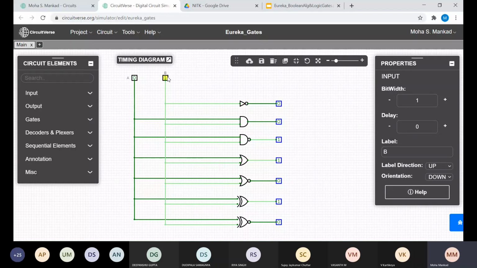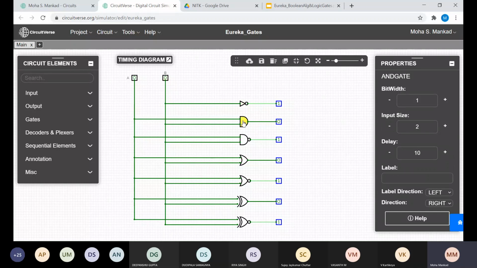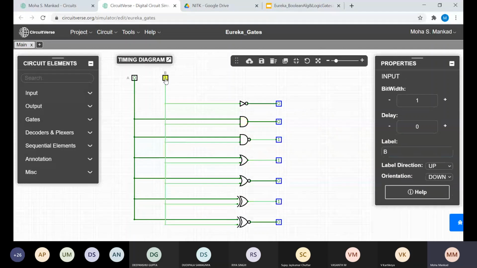Okay, so next is the AND gate. Now, when you select the gate, you can see here the input size is mentioned. So you can take as many inputs as you want, but here I have just taken 2 for simplicity. AND gate, we already saw, requires both the inputs high to produce high output. Here both the inputs are low, so output is low. If I switch one of them high, still the output would be low. If I switch both of them high, only then the output would be high.